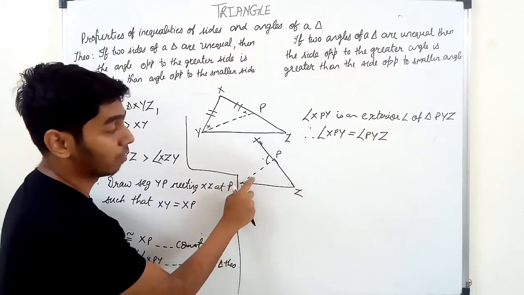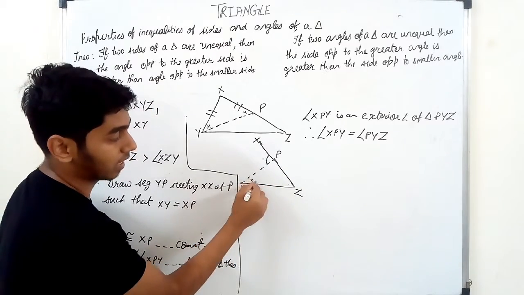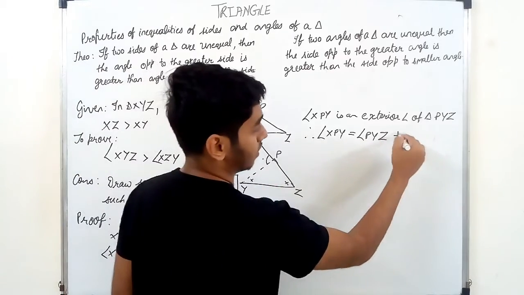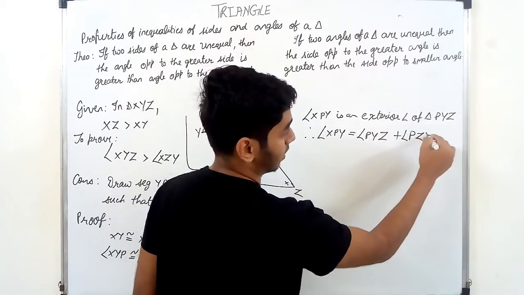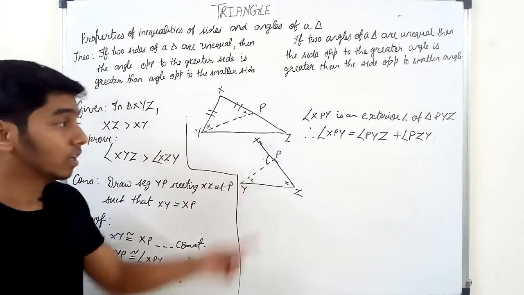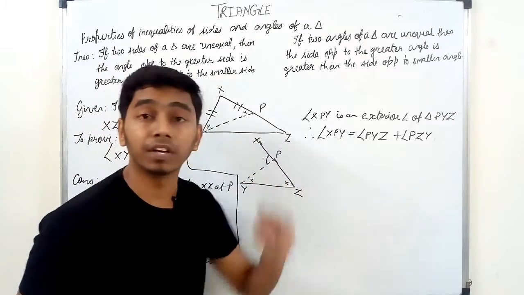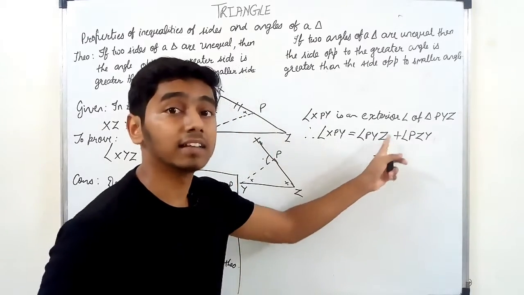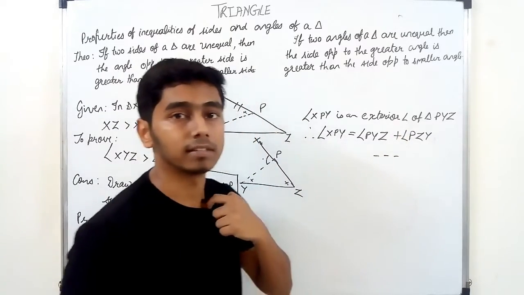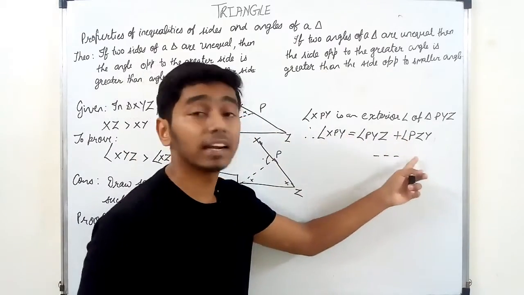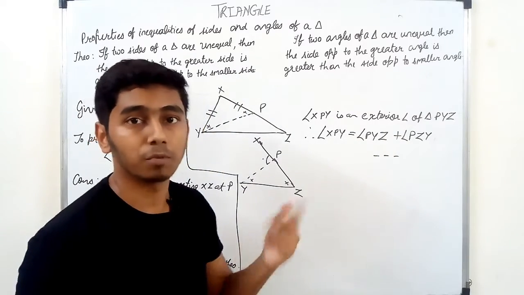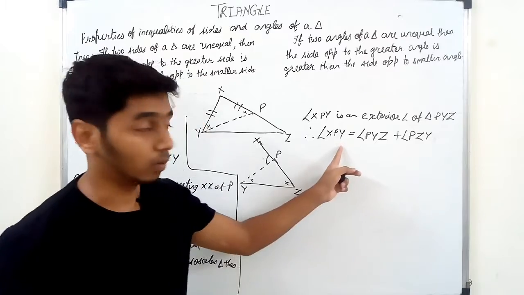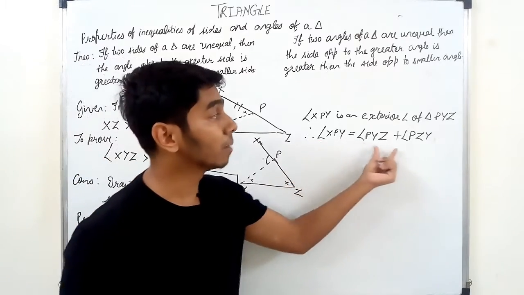That's why the sum of PYZ, which is this angle, and PZY, which is this angle. Correct? So exterior angle is equal to the sum of the remote interior angles. You can write the reason, that exterior angle is equal to sum of the remote interior angles, or you can also directly say exterior angle theorem. It's up to you what you want to write. But if you see XPY, this is equal to the sum of these two.